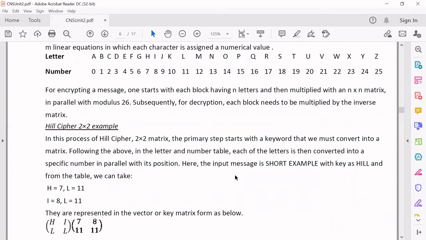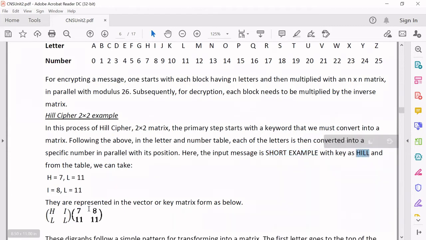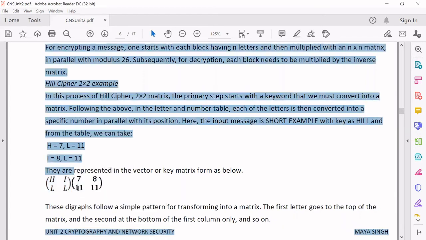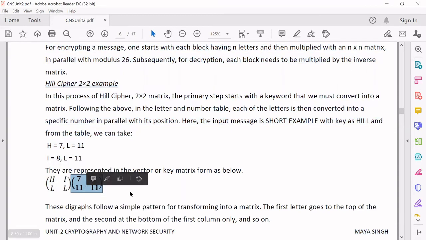What is the input message? What is the plain text value? That is the short example. This is the plain text which you need to convert to a ciphertext using the key hill. The key hill is represented as HILL. The values will be 7, 8, 11, 11. This is a 2 cross 2 matrix, which you can see in this case.